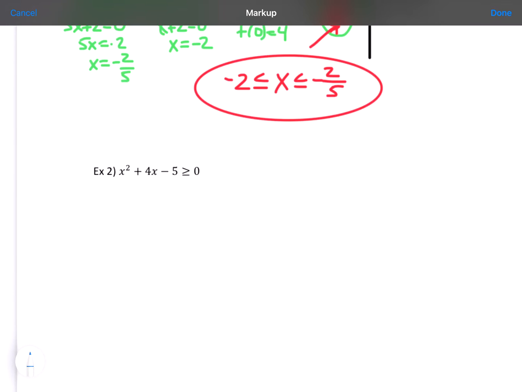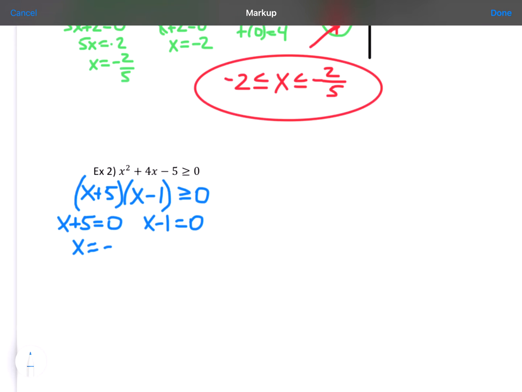Let's look at our second one. We have x squared plus 4x minus 5. So we can just factor this out. 1 times negative 5 is negative 5. The two numbers that multiply to negative 5 and add up to 4 give us x plus 5 and x minus 1. It's greater than or equal to 0. So I have to find my intercepts. So I set x plus 5 equal to 0 and x minus 1 equal to 0. So I get negative 5 and 1 as my intercepts, and I'm also going to check to see what f of 0 is. So when x is 0, my value is negative 5.